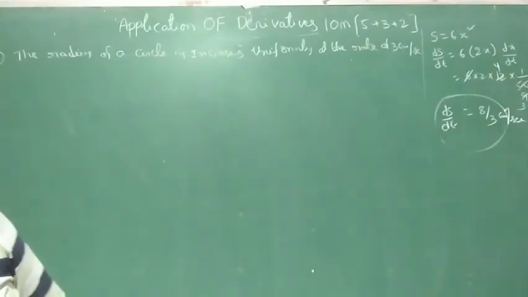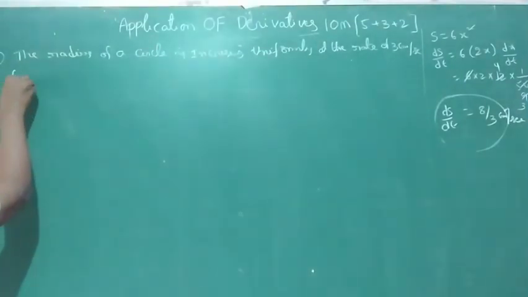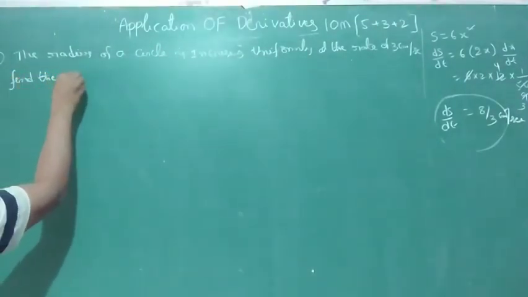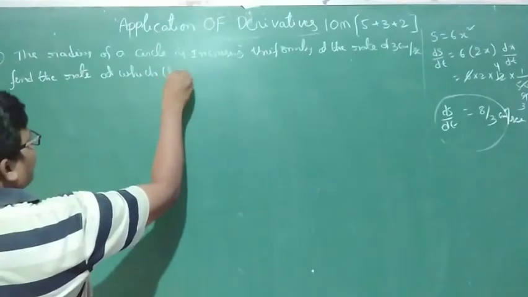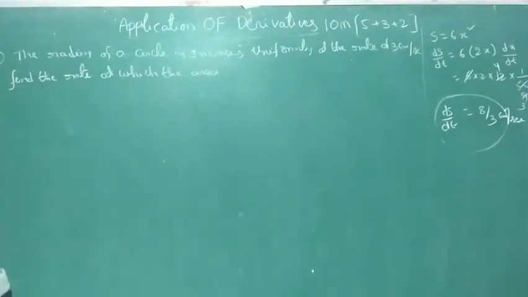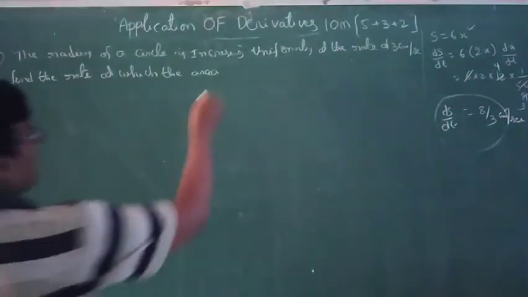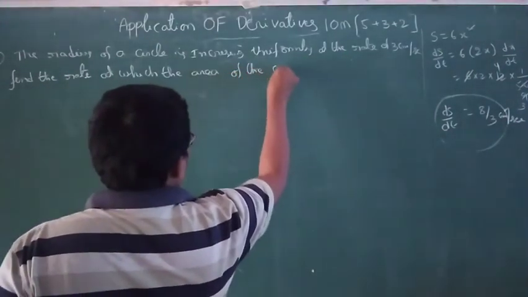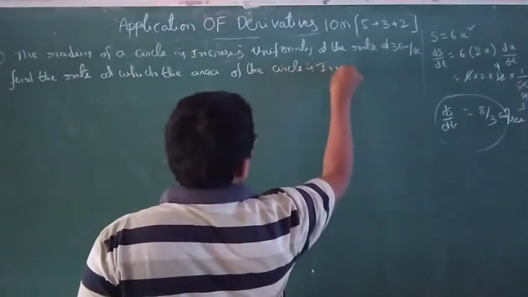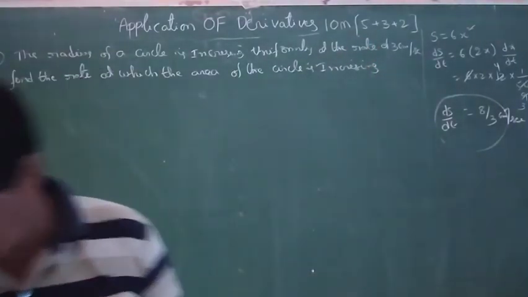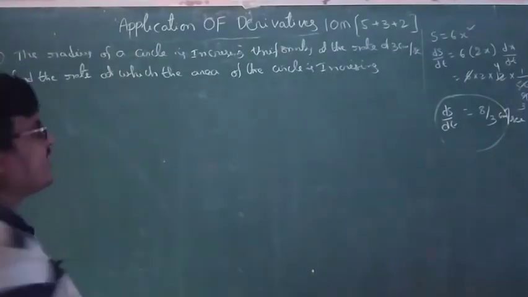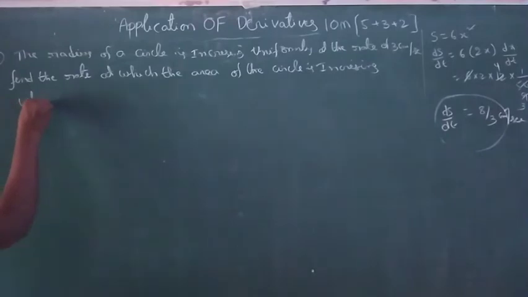Next, find the rate at which the area of the circle is increasing when the radius is 10 centimeter. Solution.